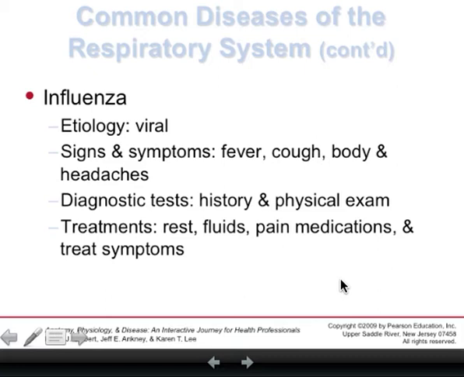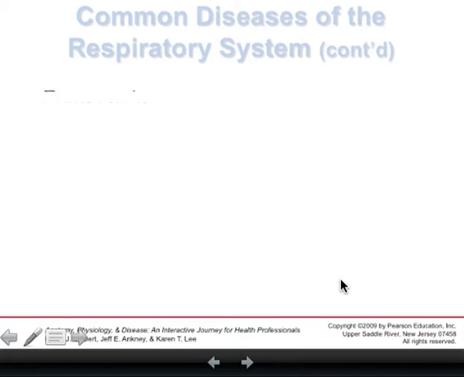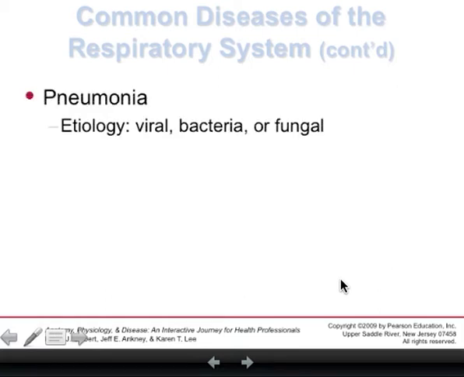It also puts a huge tax on the liver because these compounds, as with antibiotics, as with most meds, have to be cleared by the liver or else they'll build up to toxic levels and they could then produce other disease symptoms. Pneumonia is viral, bacterial or fungal in origin.